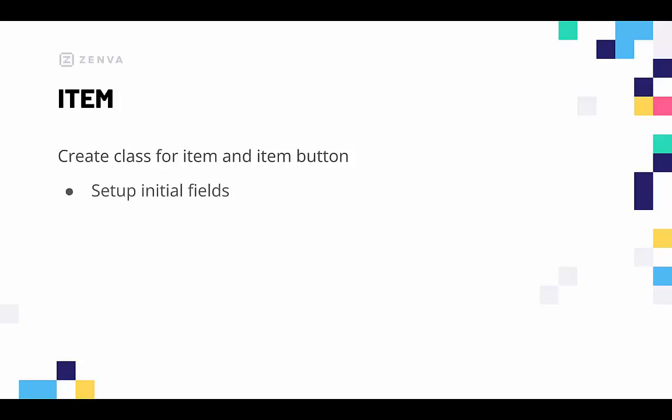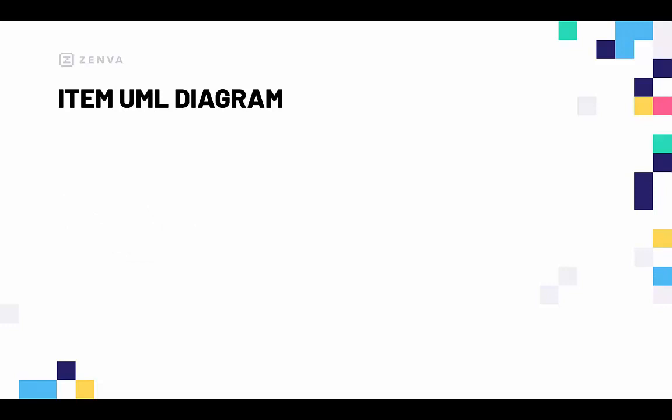The class will be fairly simple, so we just need to set up some initial fields in that class. Then we're going to import some images into our project to use for each item or item button. And then we'll draw the buttons onto our buttons bar. And just for reference, this is what our item UML diagram will look like.